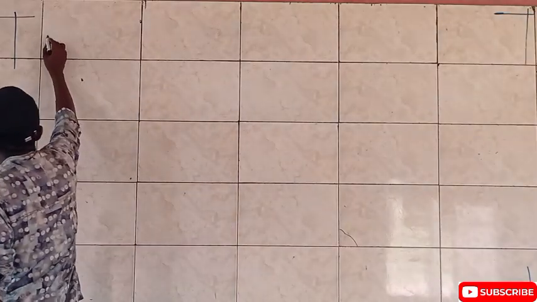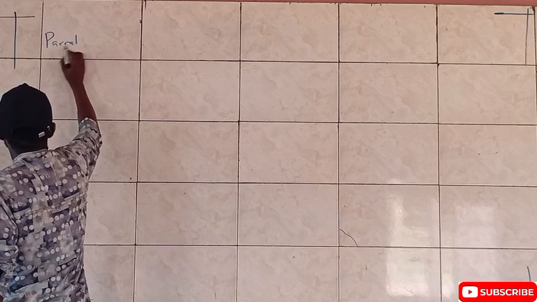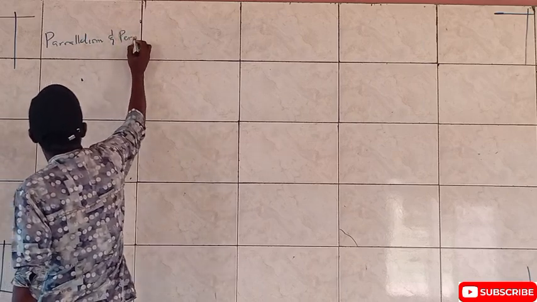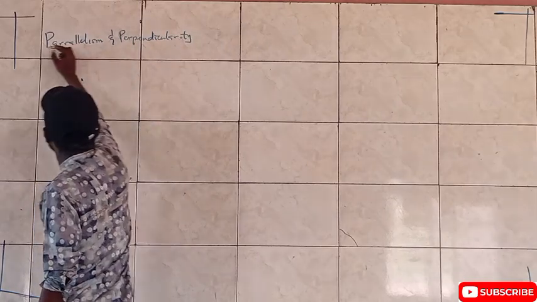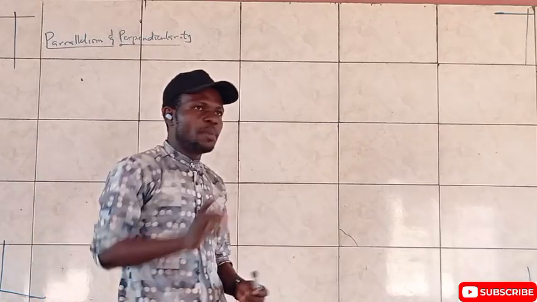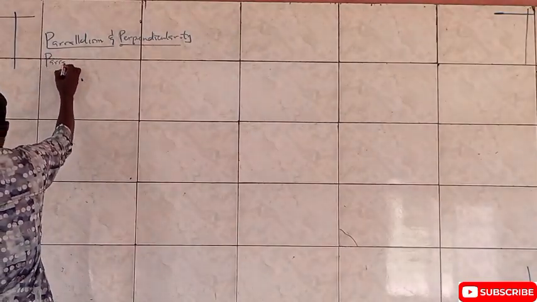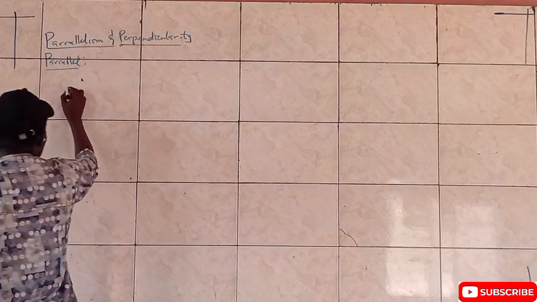So, perpendicularity or parallelism. Perpendicularity. Do you understand? That's what we're looking at now. First of all, let me look at parallel. When do you say that two lines are parallel? Let's talk about that first. When do we say two lines are parallel?